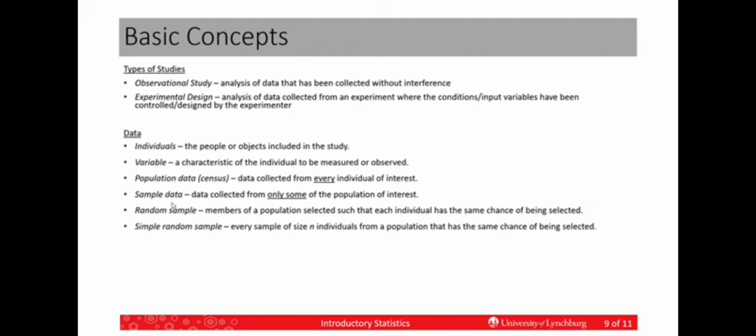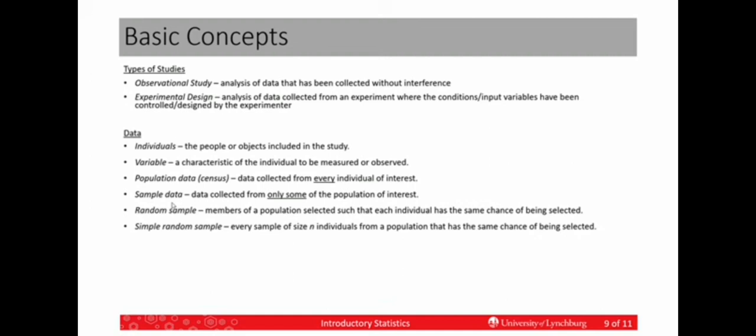Now let's talk about data and some terms that go with data. An individual is a term for any member of our population that we're wanting to study, or the population of interest. A variable is something that varies in value, as its name implies, and it's something that we're going to measure or observe on the individuals. It could be height, length, distance, pressure, weight, something along those lines.